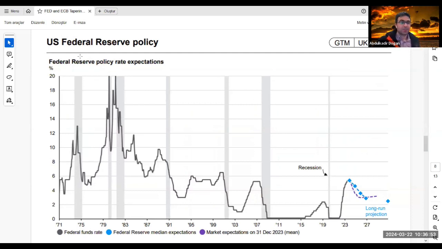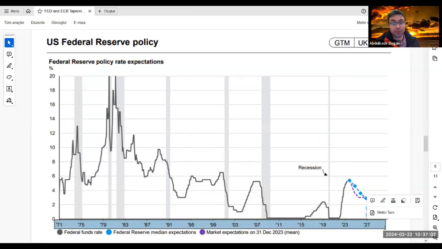And here we have the Federal Reserve policy rate expectation. Please look at the time horizon here. Please look at this chart first because you should understand the details of the charts here.